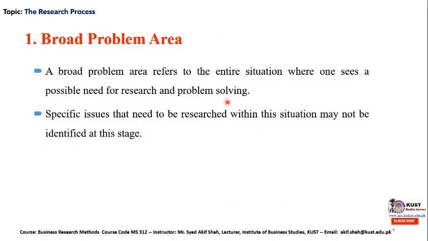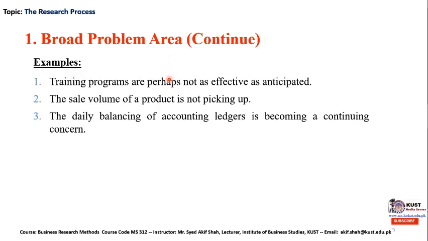As this lecture is in continuity to the previous one, a short recap is important. We defined the broad problem area, which was low productivity in the organization, and then discussed certain other examples, like training programs perhaps not being as effective as anticipated, which could be another broad problem area for research purposes. Similarly, we discussed a few other examples to explain the broad problem area.